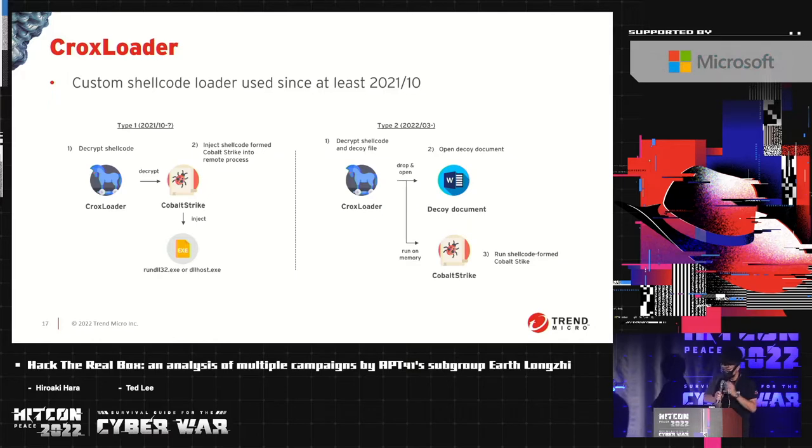So now we are going to talk in more detail about the loaders used in the campaign too. The first one is the Crux loader. It's a custom shellcode loader we found last October. There are two types of Crux loader. The first one just directly runs, decrypts the payload, and does remote process injection. The second one would try to drop a decoy file first and then run the Cobalt Strike.